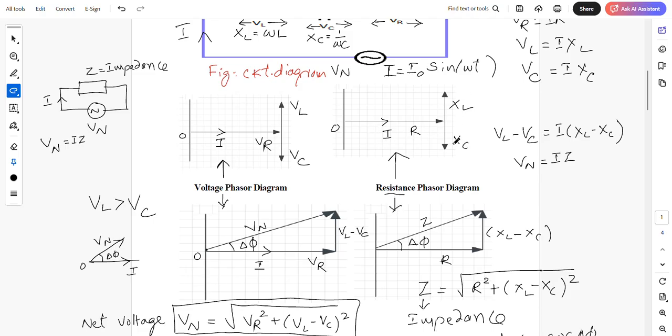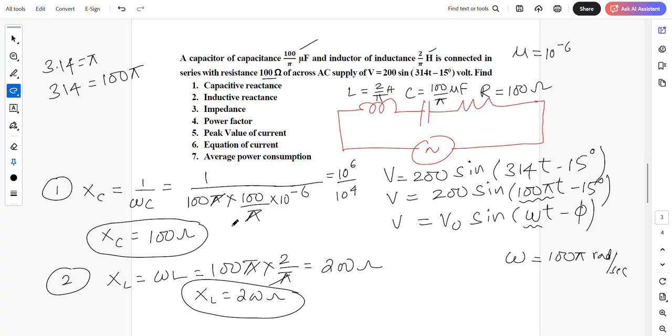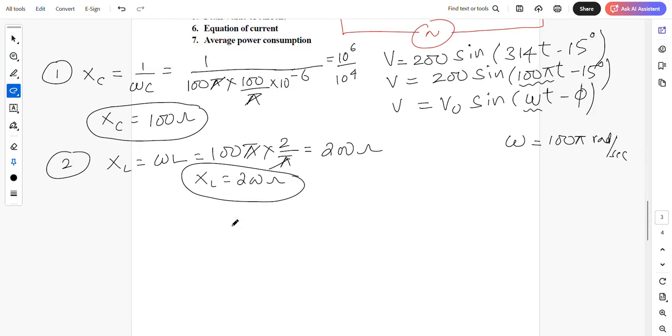This is R, XL, XC. Because VL is greater than VC, therefore here also XL will be greater than XC. Here VL is greater than VC. In the same way, if you get XL greater than XC or VL greater than VC, you'll be getting a triangle upwards. Hope you have understood. Right.